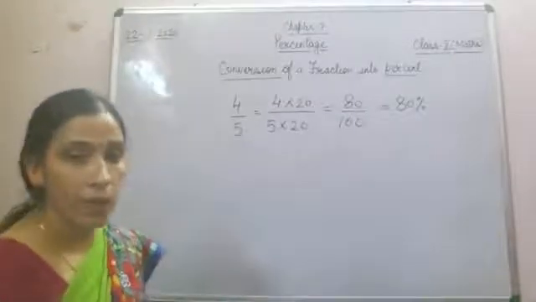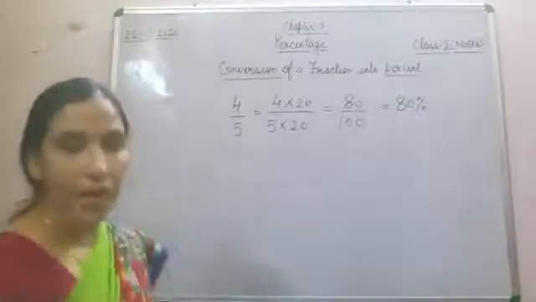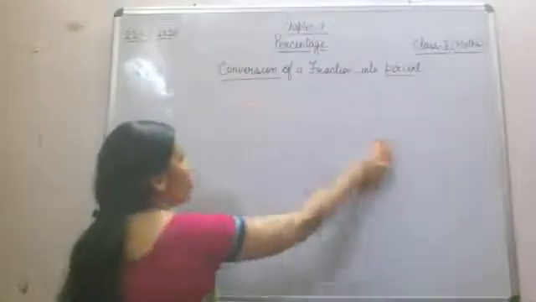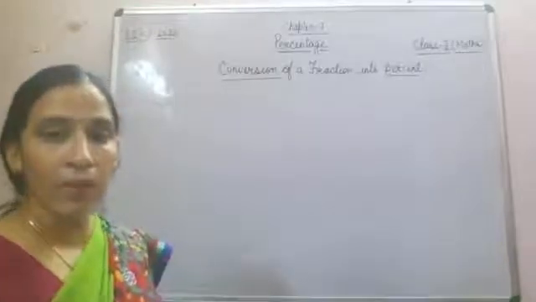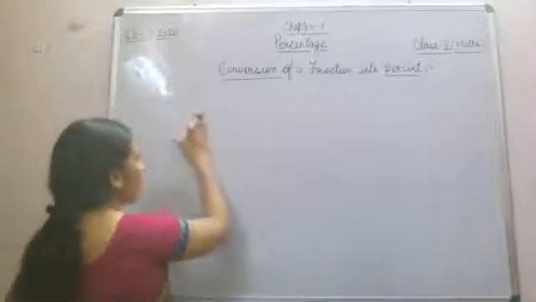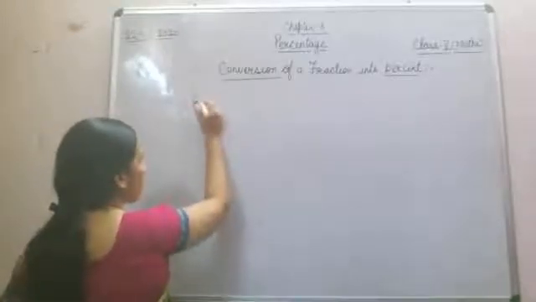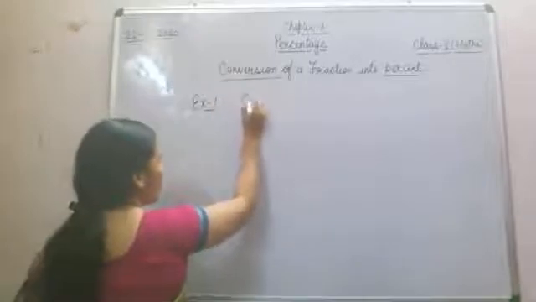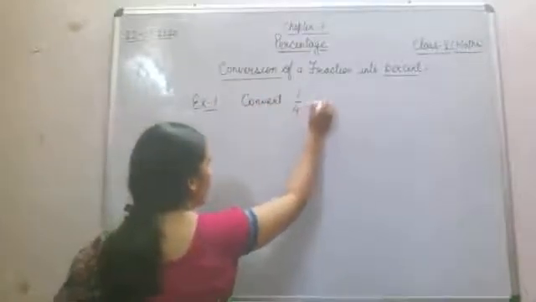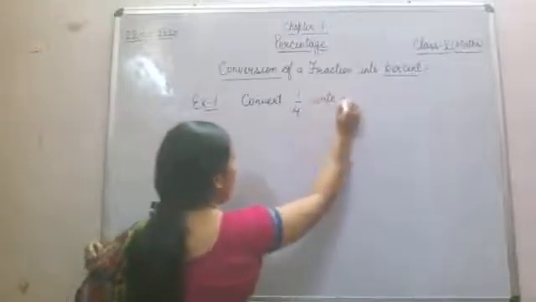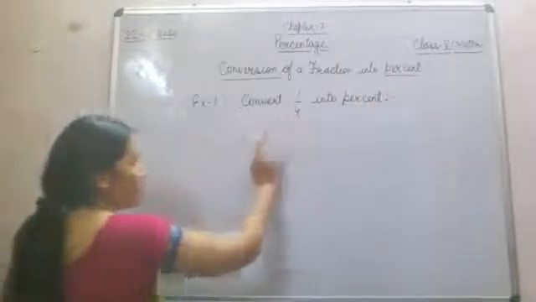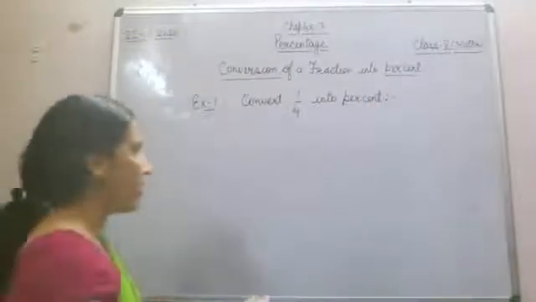So let's take one more example, or we'll start example 1, which is related to this concept only. Now what is example 1? That is, convert 1 by 4 into percent. So let's start example 1. Convert 1 by 4 into percent. So here we are supposed to change this 1 by 4 into percent. Let's start that.